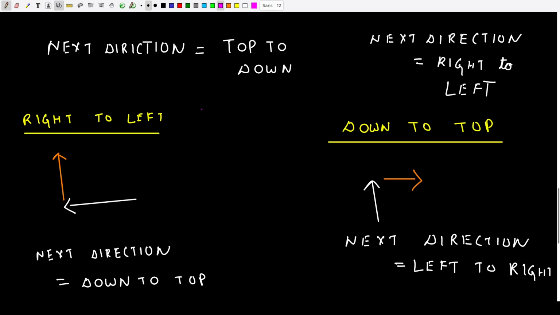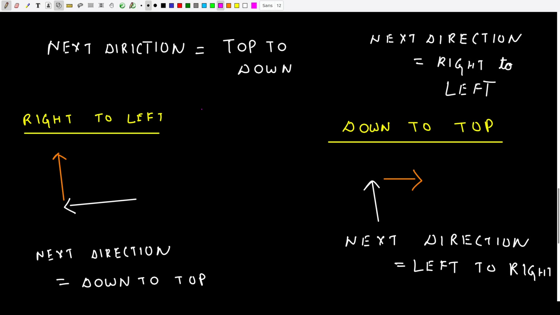And please remember, the next direction remains unchanged if the current element of the matrix is 0. If the current element of the matrix is 1, then in that case we will change our direction, and the next direction will be given as we have discussed.